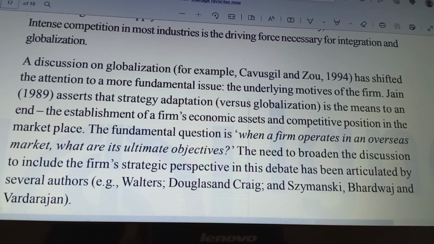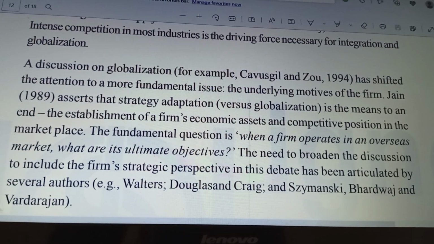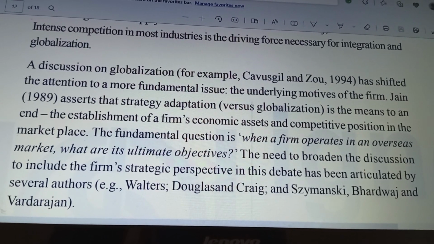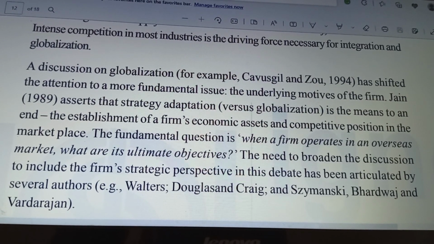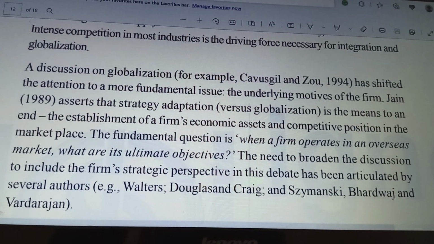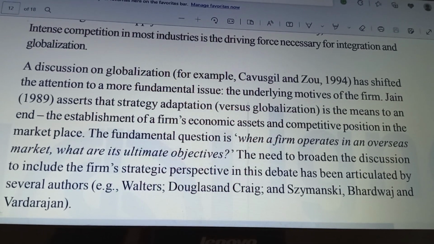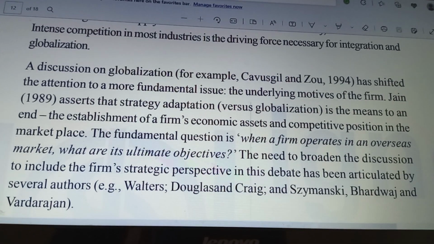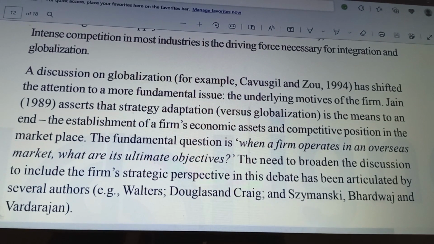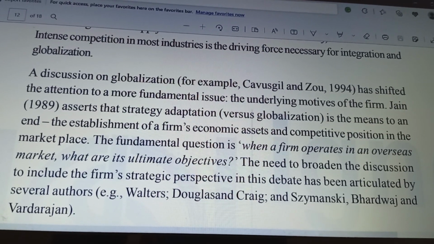The discussion on globalization has shifted the attention to a more fundamental issue, the underlying motives of the firm. Jen asserts that strategy adaptation is the means to an end: the establishment of a firm's economic assets and competitive position in the marketplace. The fundamental question is, when a firm operates in an overseas market, what are its ultimate objectives? The need to broaden the discussion to include the firm's strategic perspective in this debate has been articulated by several authors.